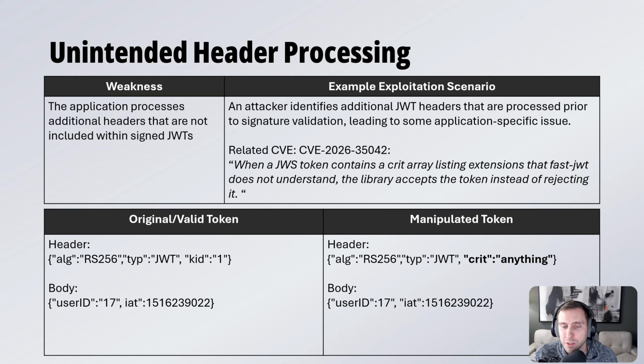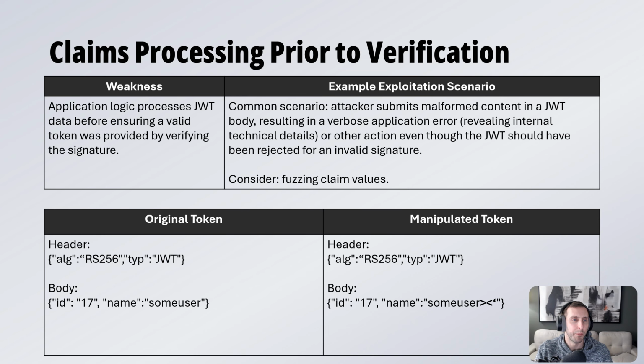So this is a situation where it would be helpful to discover that an application is actually consuming a header, even if it's not included in JSON Web Tokens that are produced and signed by the application, because that can let you actually bypass the requirement for that signature validation. I'd have to guess that this specific case is quite rare, but probably there are other related cases that do occur. The next vulnerability I already mentioned, claims processing prior to verification.